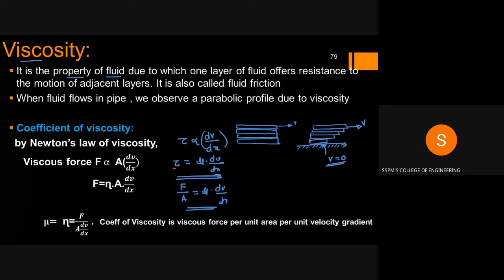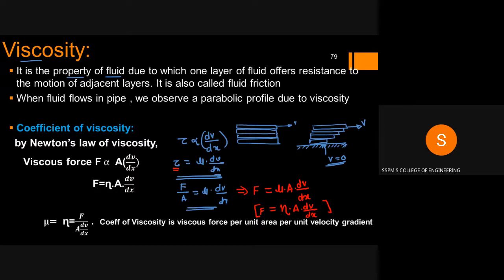So this tau is the shear stress. We can write this shear stress as force upon area. And from this, we will get the equation for viscous force, which is F. This is equal to mu A into velocity gradient, dv by dx. So mu is the coefficient of viscosity, sometimes given in books as eta. So eta into A into dv upon dx. This is the equation for the viscous force or the shear force between the fluid layers.